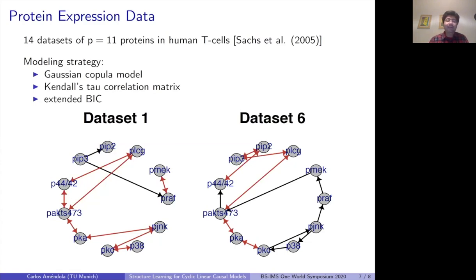Here are 2 estimated graphs using our method. Note the second graph presents a directed 3 cycle. Our estimation results are in agreement with the Sachs et al. paper, and we find some novelties as well.